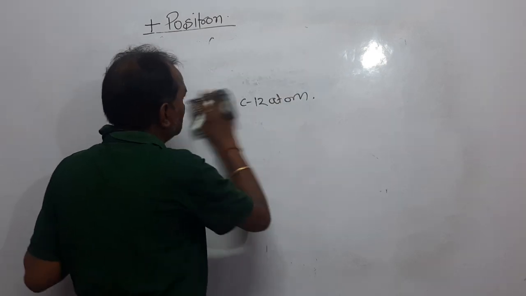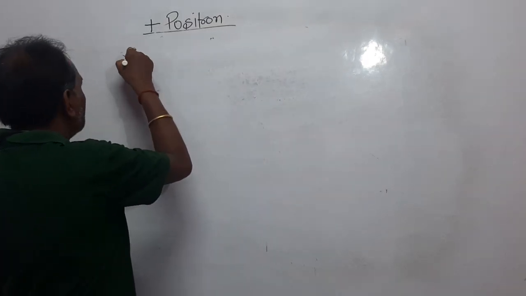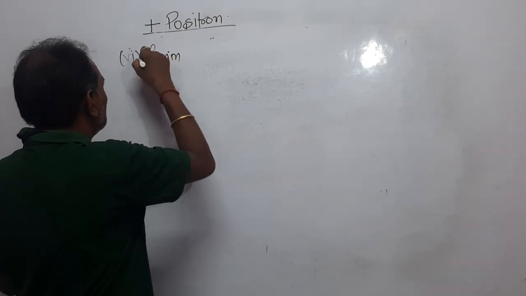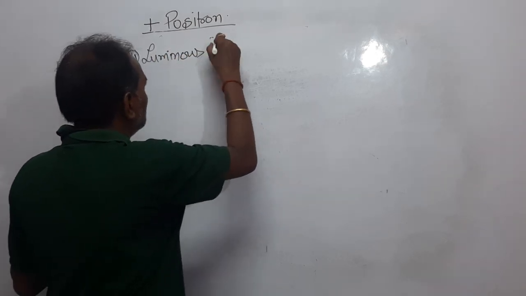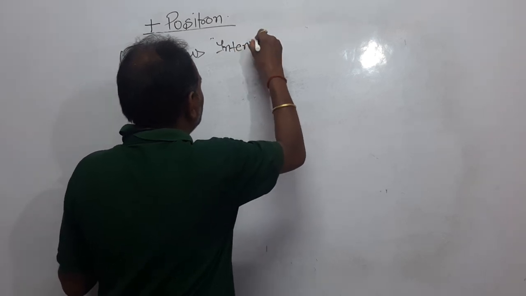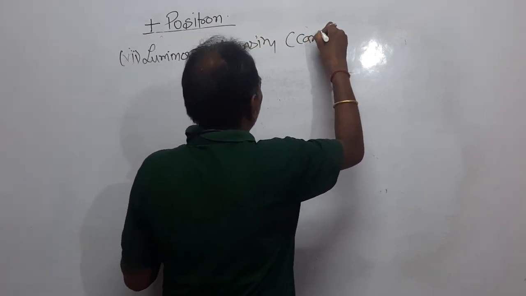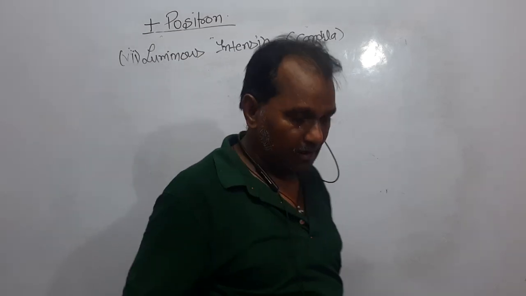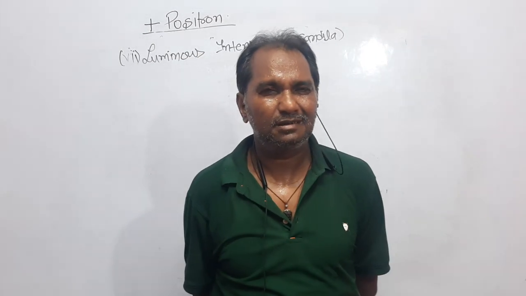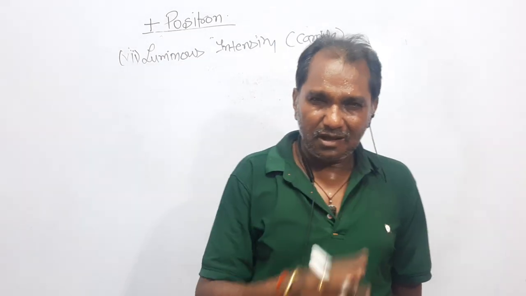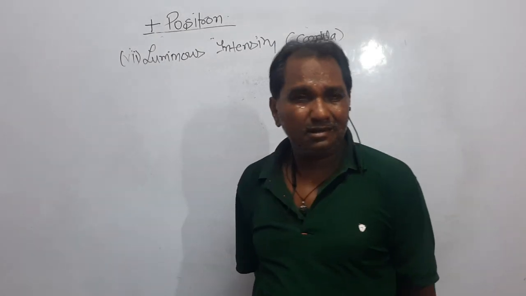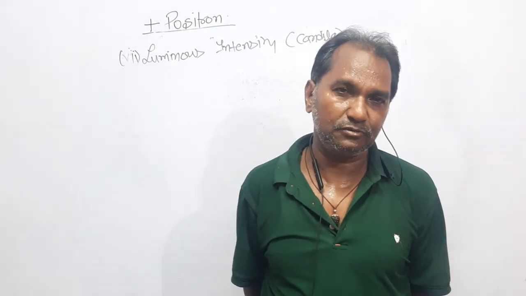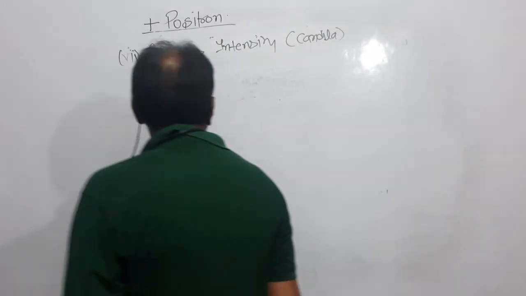Last one is luminous intensity. That is luminous intensity, expressed in terms of candela. Dear students, candela is a unit for measuring the brightness of a source. One candela, how do you define?